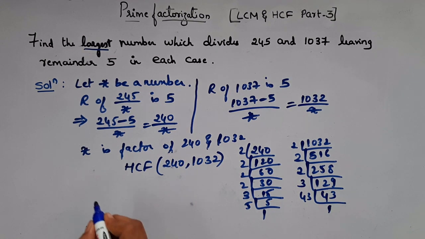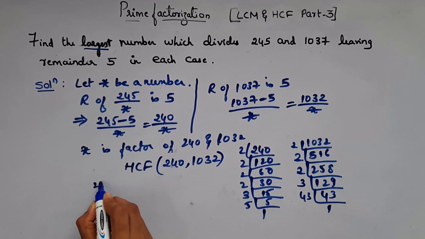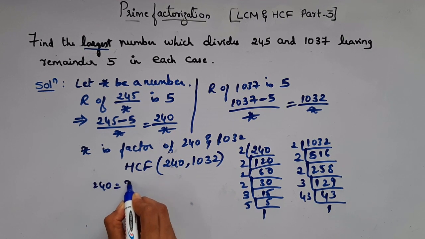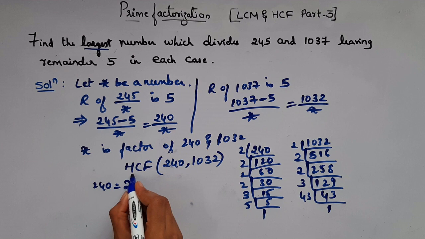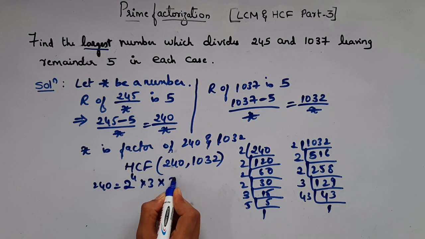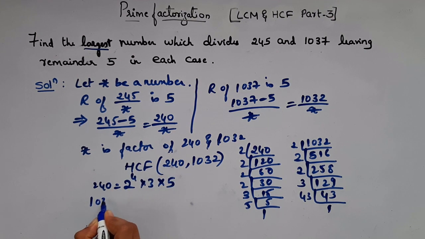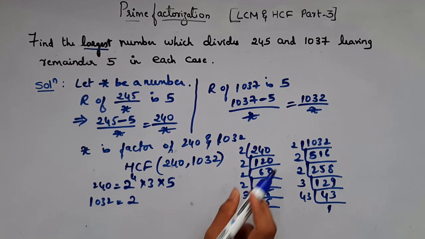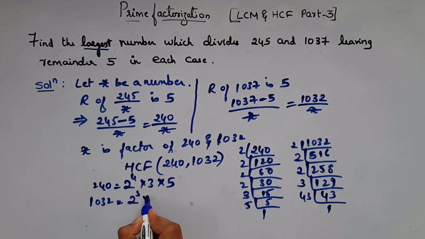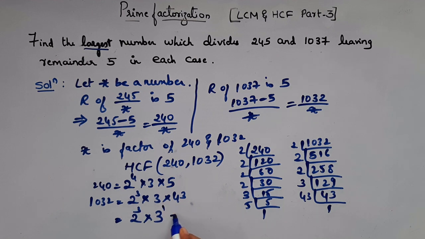Right? So the factors of 240 are 2 power 4 into 3 into 5, and the factors of 1032 are 2 power 3 into 3 into 43. So the common factors are 2 and 3, and the least power of 2 is 3, and of 3 is 1. So this is 24. So the required number is 24.